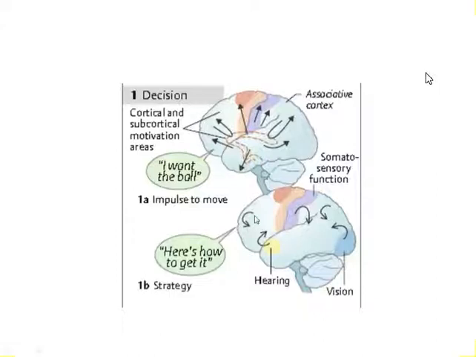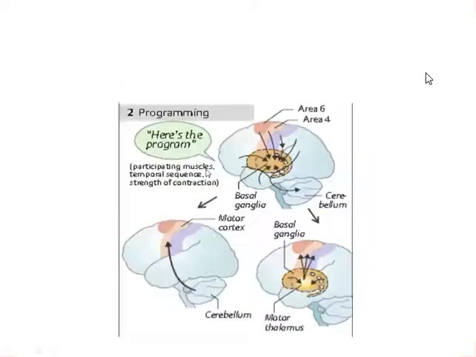Now, if you look here, vision information is going to this area, and from hearing also the information about the ball is going here. Then you try to move, you want to make the strategy. Ultimately, all the information that came from the cortex is going to the basal ganglia. So the information is coming out from the basal ganglia.